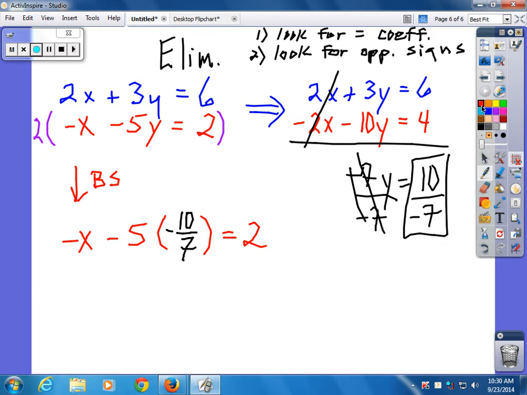You get negative x minus 5 times negative 10/7, plus 50/7 is equal to 2. And remember, we changed this into 14/7. Y'all remember that? And take the minus away and all that, you're going to get the same thing. 36/7 or negative, which one is it? It's 36/7. X is equal to 36/7.